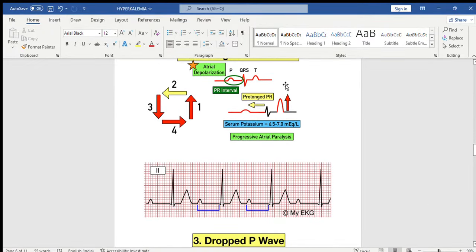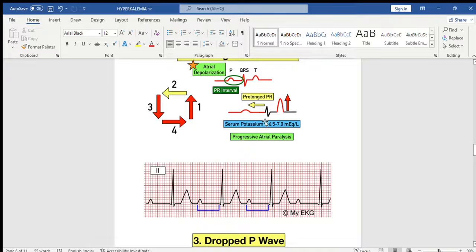The P represents atrial depolarization. What is depolarization? Remember sodium coming in, that is the phase where it was taking the cell from negativity to positivity. That is called depolarization. So when the cell goes towards positivity, the first positive charge present on the ECG represents the P wave, otherwise called atrial depolarization, and the PR interval is prolonged over here.